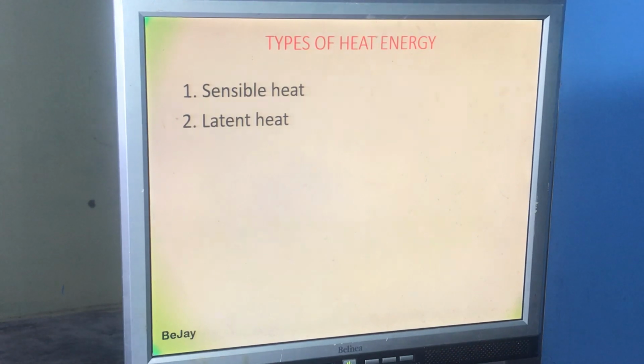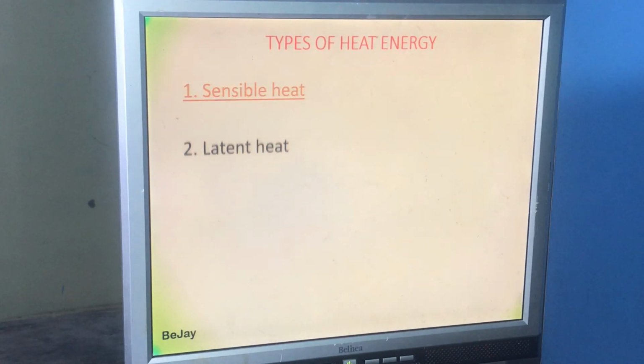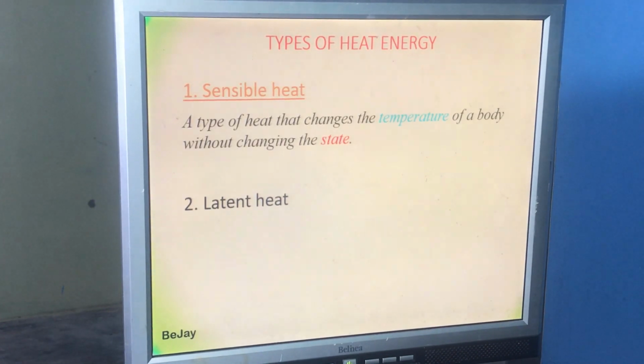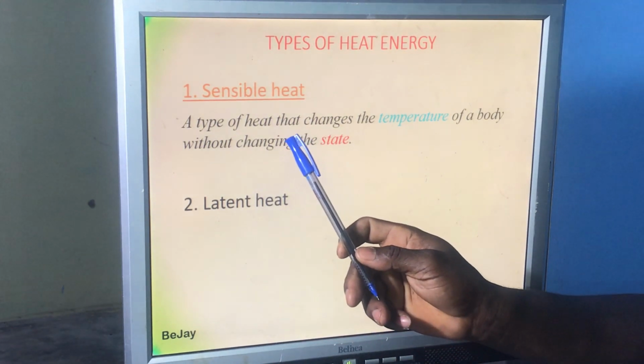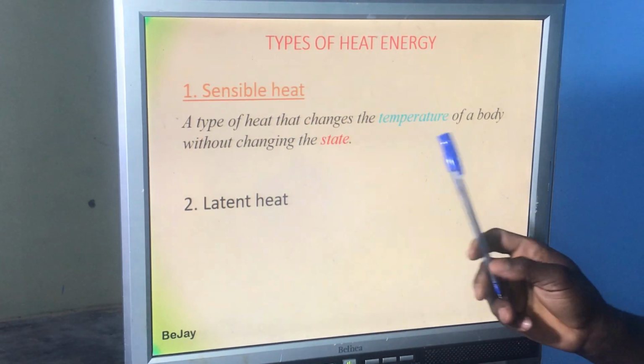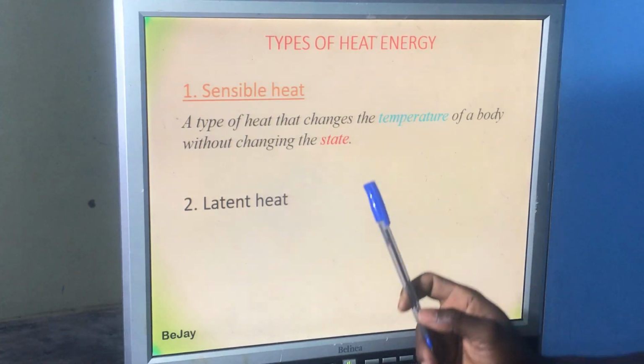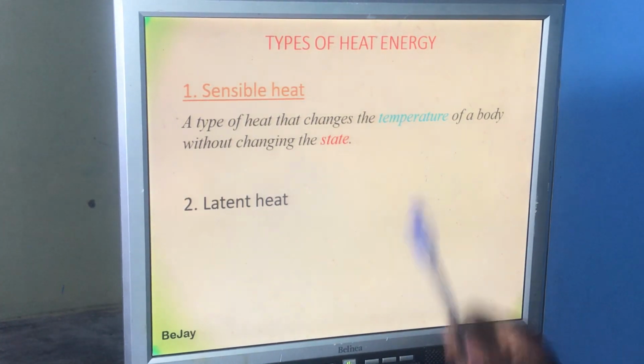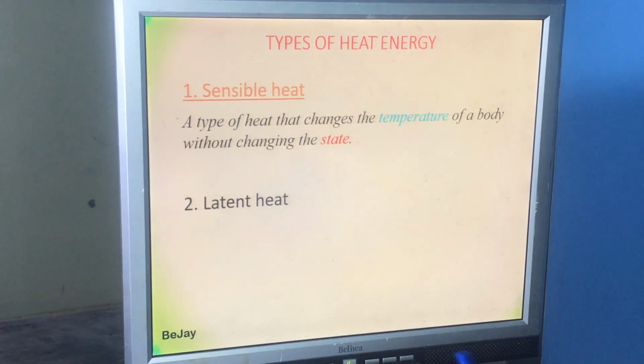Good. So let's try and define them. Sensible heat. We define sensible heat as a type of heat that changes the temperature of a body without changing the state of the body. So this type of heat, sensible heat, changes the temperature without changing the state of the body.